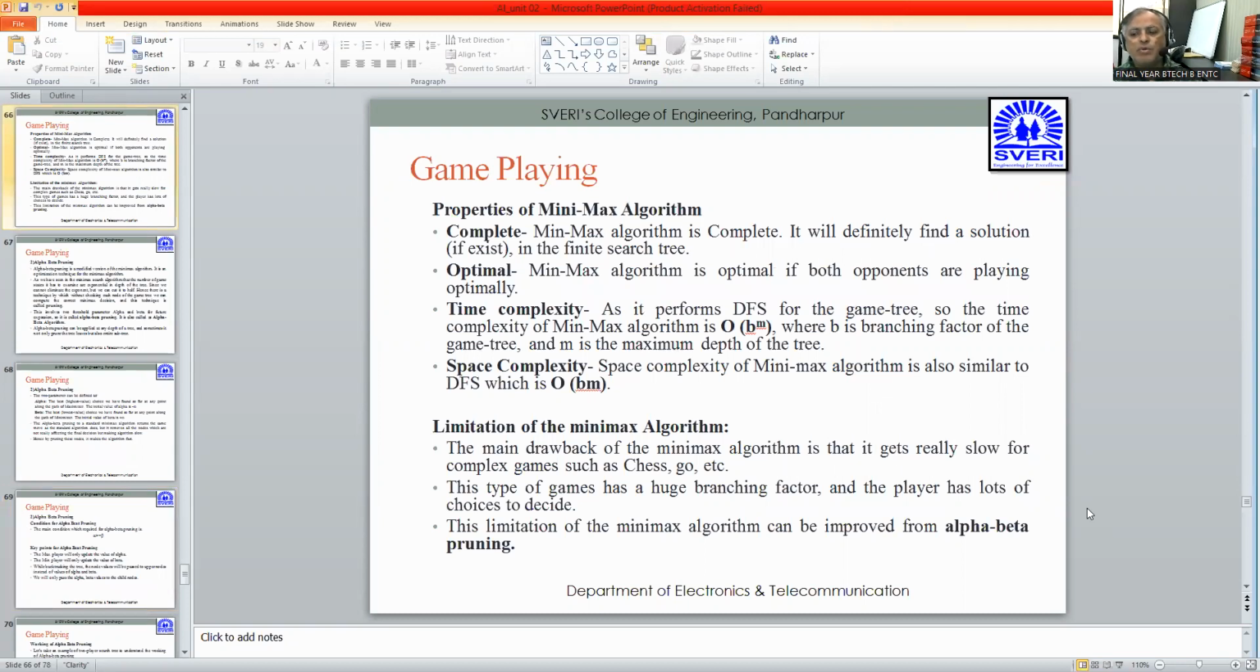Now, let us see some of the properties of the Minimax algorithm. First is completeness. So this algorithm is a complete algorithm. It will definitely find a solution in a finite search tree.